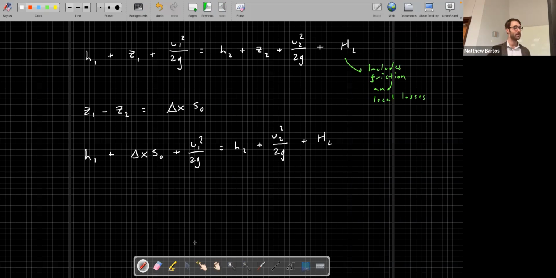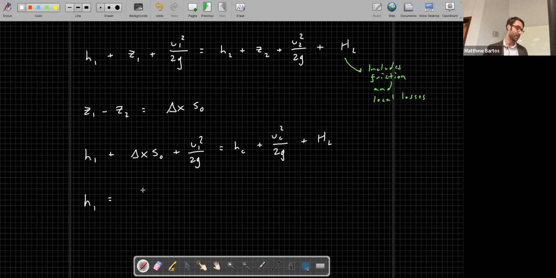Note, I'm going to re-express this. Instead of saying H2 and U2, I'm going to say HC and UC, because we know that these are the critical depth and the velocity at critical flow conditions. So I'm going to write them as HC and UC instead. Let's rearrange this. We're interested in the headwater. Which of these terms corresponds to the headwater depth? H1. So let's isolate H1 on the left-hand side.